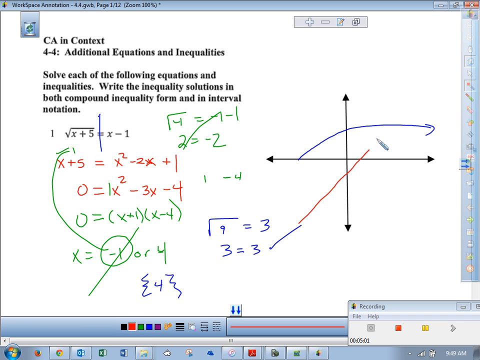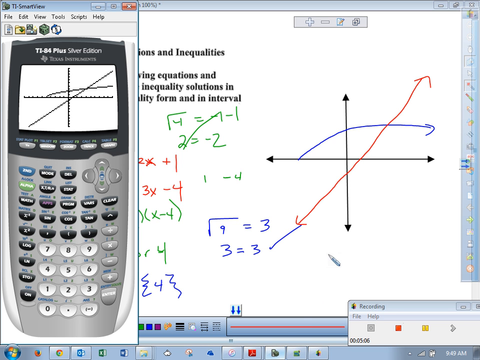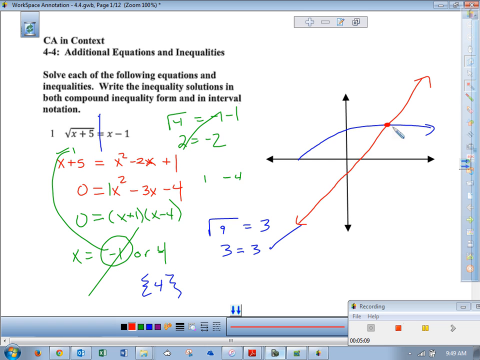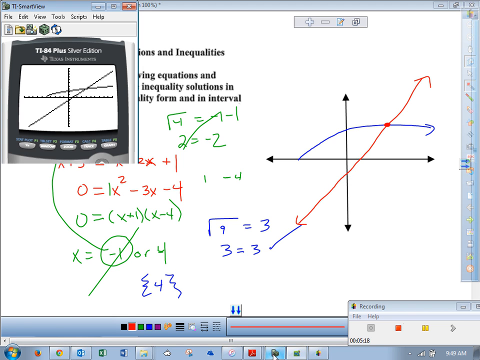Square root guy, and then this line right here. I might have missed a little bit. That's not bad. And then here's our solution. Correct? Why is that the solution? Because that's where they're equal to each other. That's where they intersect each other at. And let's see if we can really see if that was right.